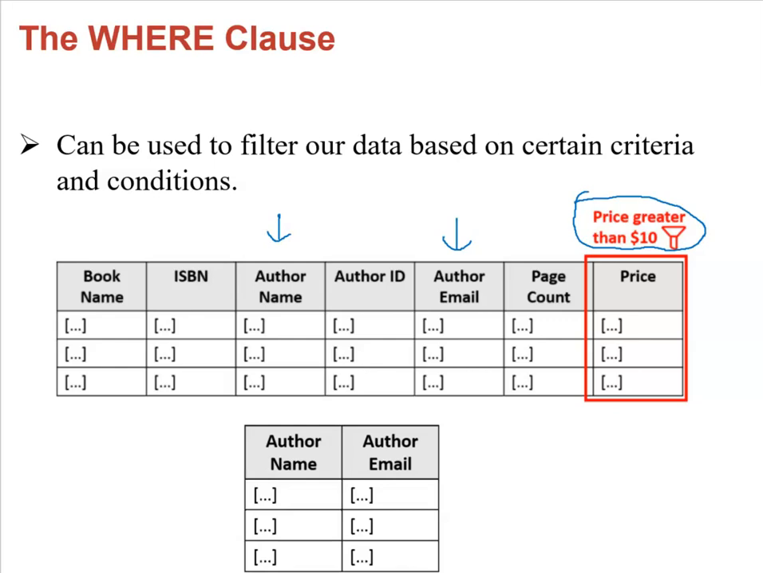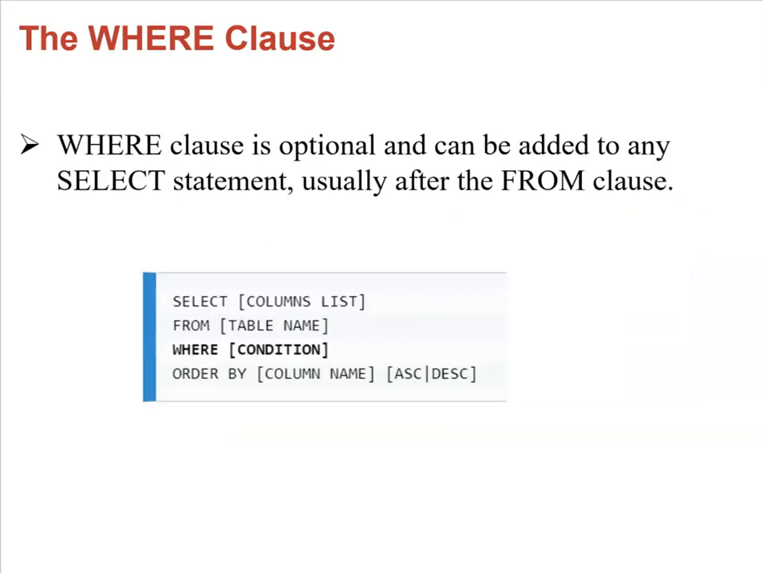So when you do that, the where clause is what you're going to use for this. And then when you do that, these two columns are printed out based on the condition that you have chosen. Here is how the syntax of the where clause works. So the where clause is optional and is part of the select statement.